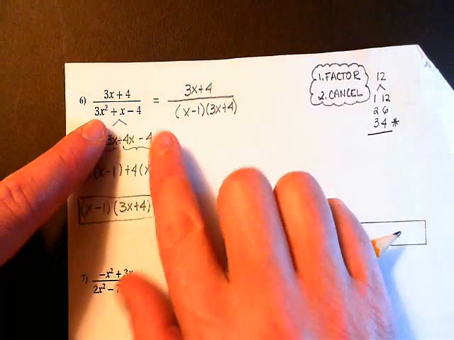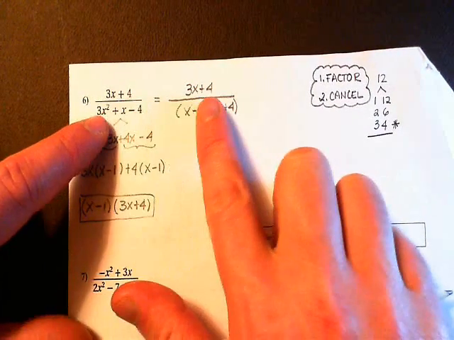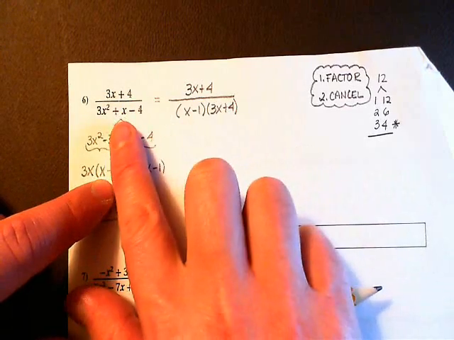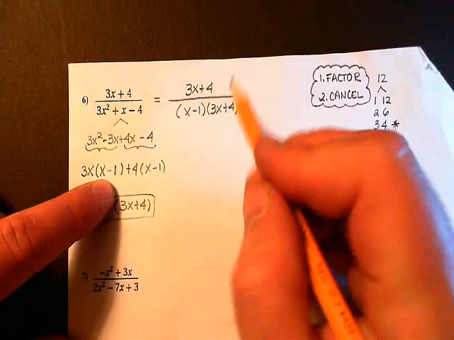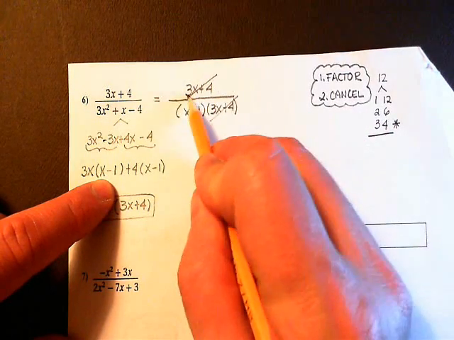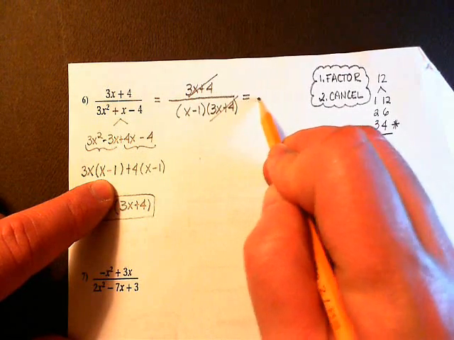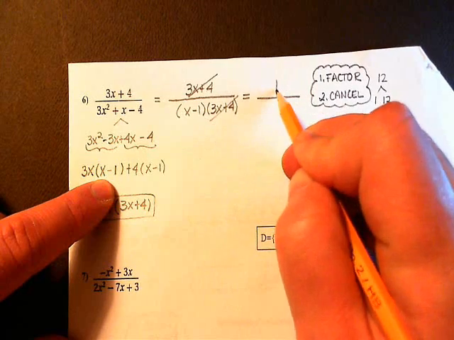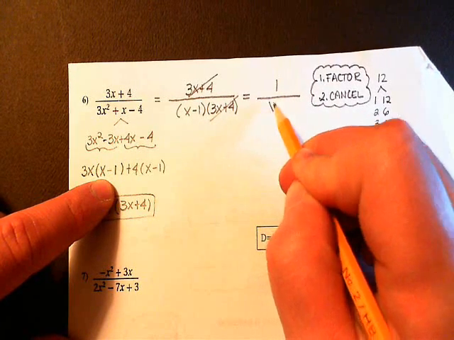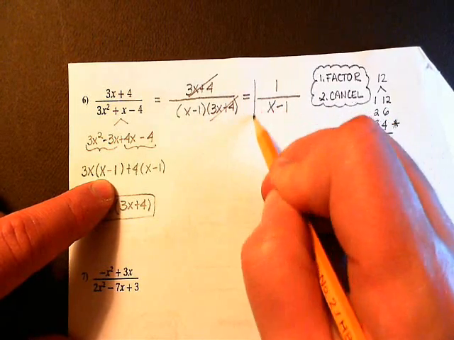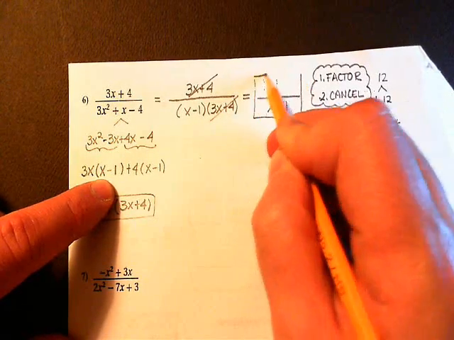So what I've accomplished so far is I tried to factor the top, I couldn't, so I copied. I factored the bottom, and here it is. Now I'm ready to cancel, and we see that we can cancel the 3x plus 4. Again, if everything on top is canceled, you write a 1. And on the bottom, we see that we have left x minus 1. So please remember to write the 1 on top.